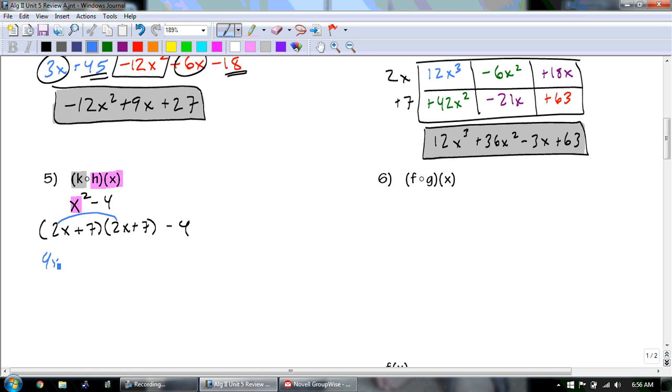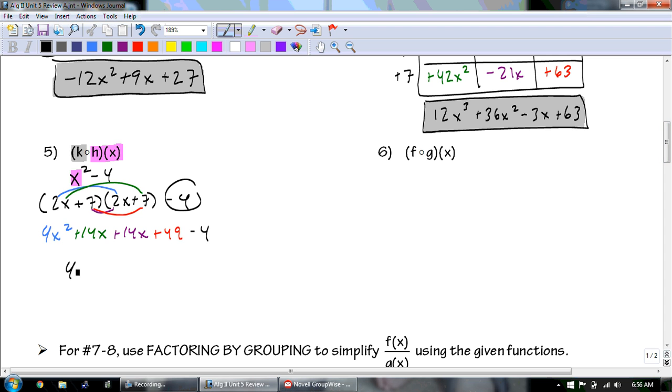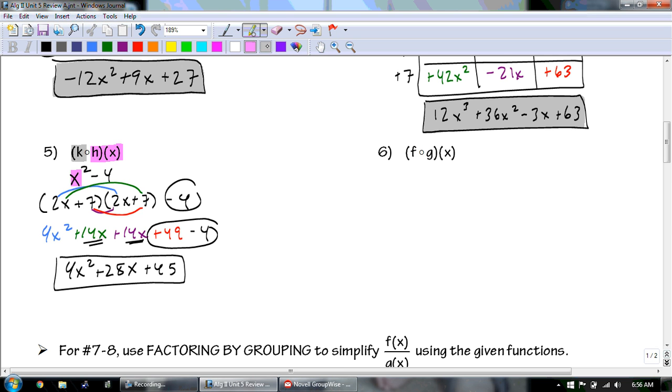2x times 2x is 4x squared. 2x times 7 is 14x. 7 times 2x is 14x. 7 times 7 is 49. And then don't forget the negative 4 back here. Okay? And then when we combine like terms, we get 4x squared plus 28x plus 45. So that's not too bad, was it? No.